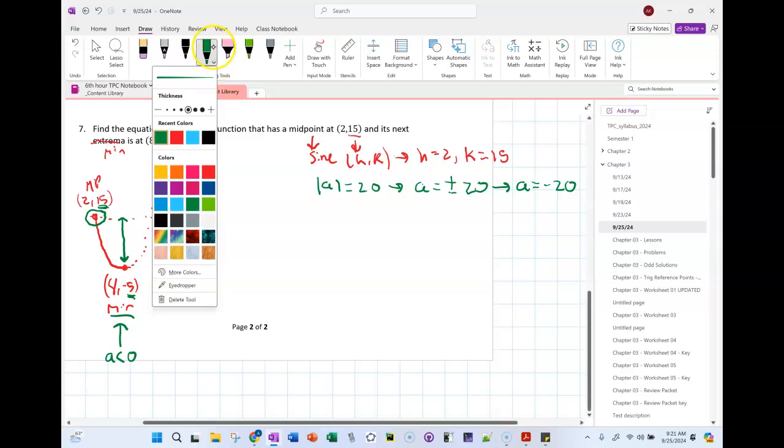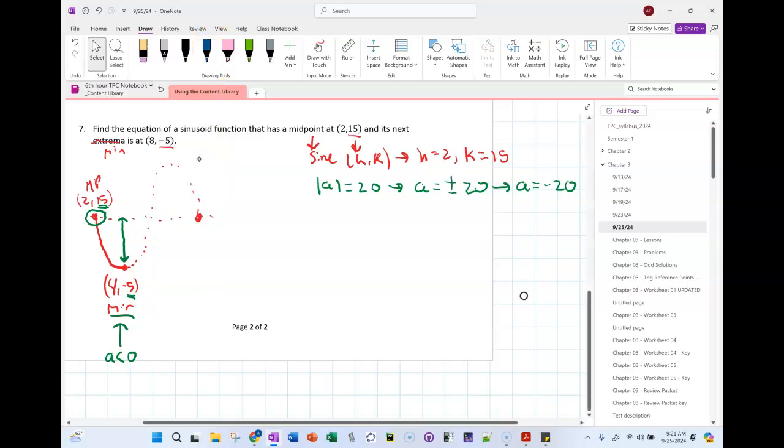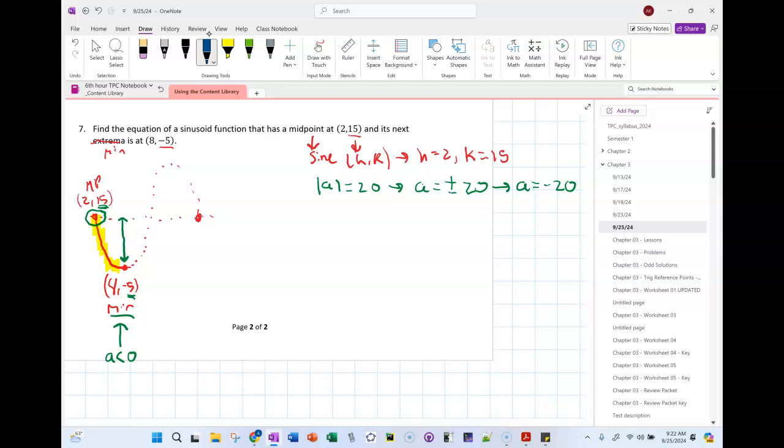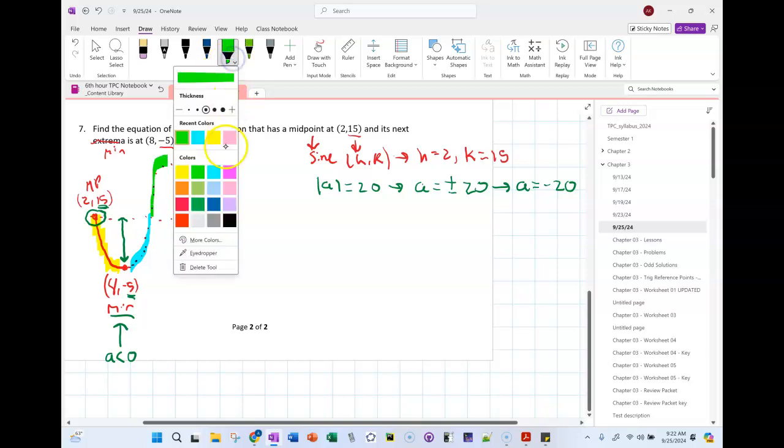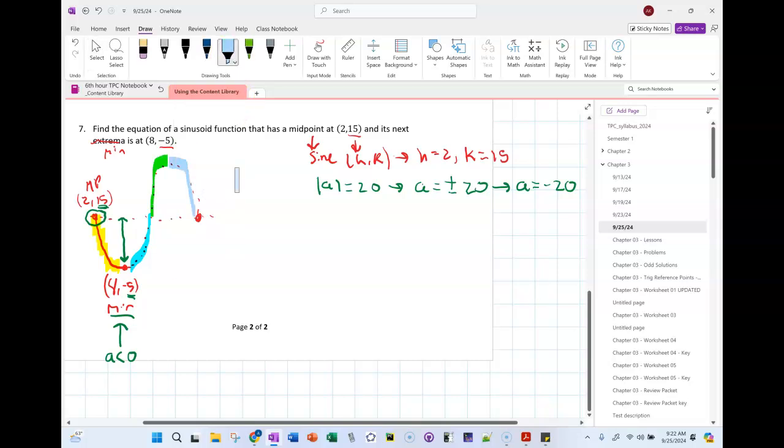The last thing we need now is the period. So I remember is the C, and C is related to the period. So I'm going to look at my picture and say, okay, I don't have a full period here. But between these 2 points, how much of a period does that look like? A quarter. You buy that? Because I have another quarter here, and then another quarter to there, and then another quarter to there.